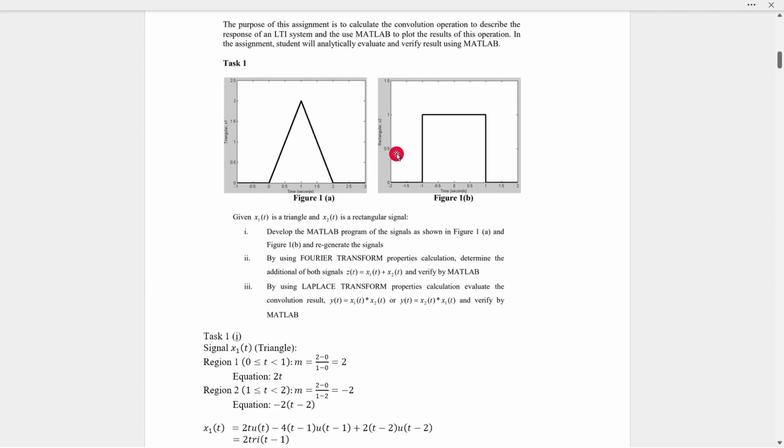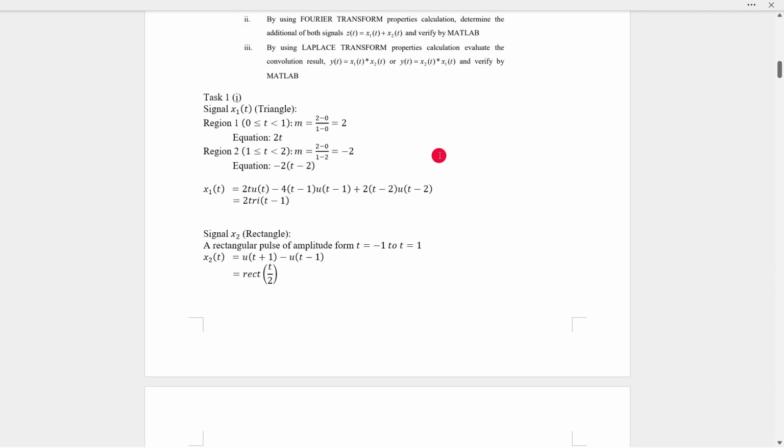So for task 1, we're given these two signals and we have 3 tasks. First is to generate these two signals in MATLAB. Second is to add these two signals using Fourier transform. And the third task is to evaluate the convolution result using Laplace transform.